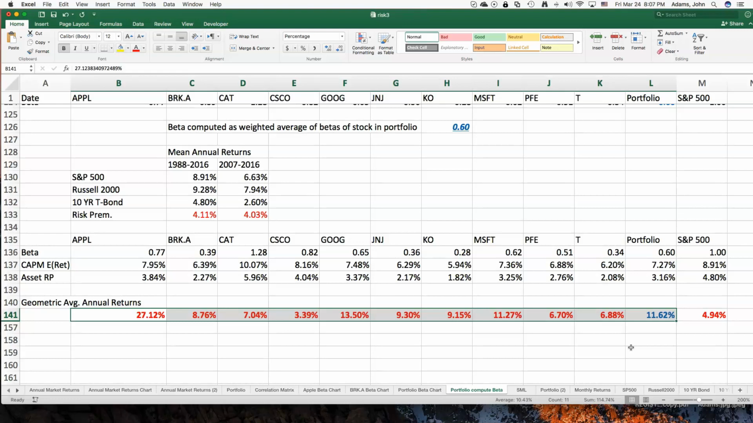Caterpillar didn't do quite so well, right? Based on its riskiness, it should have gotten the required rate of return of 10%. However, over the last 10 years, it only got 7.04%. Our portfolio had an expected return of 7.27% according to the capital asset pricing model, and it did quite well. It actually earned a return over this period of time of 11.62%.